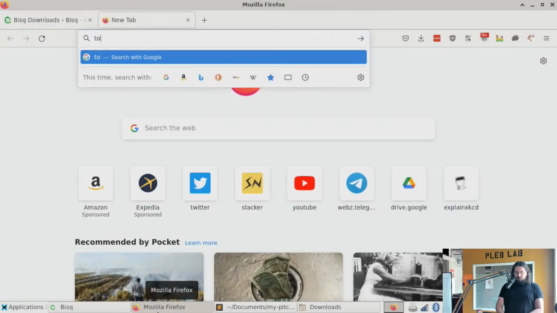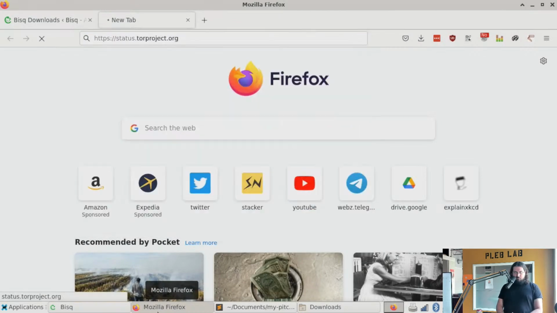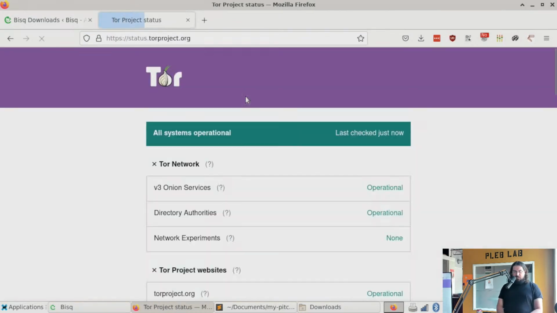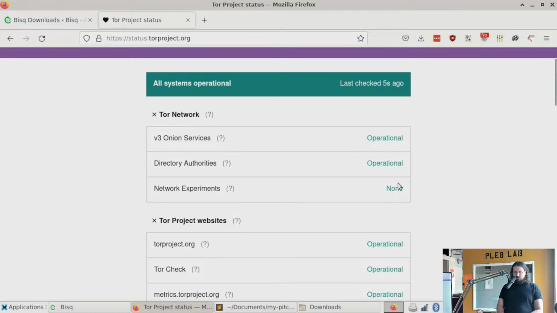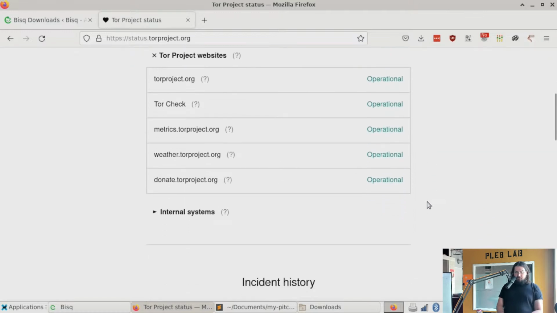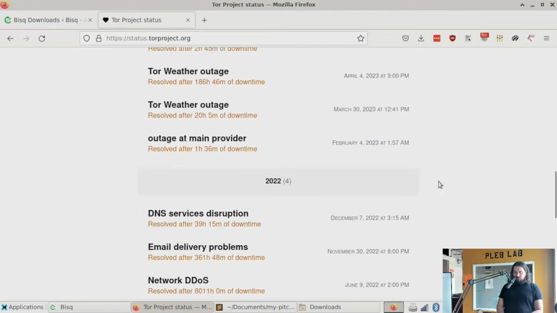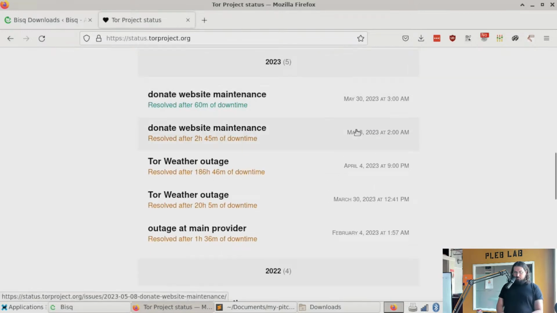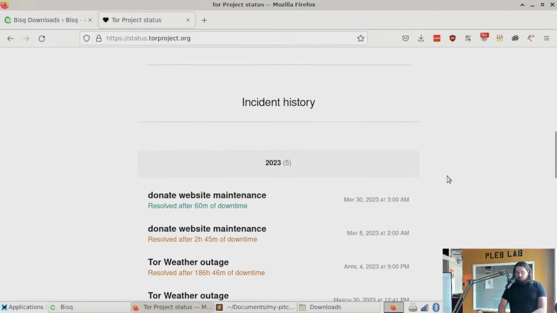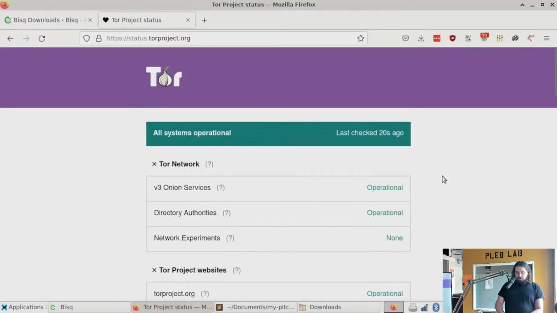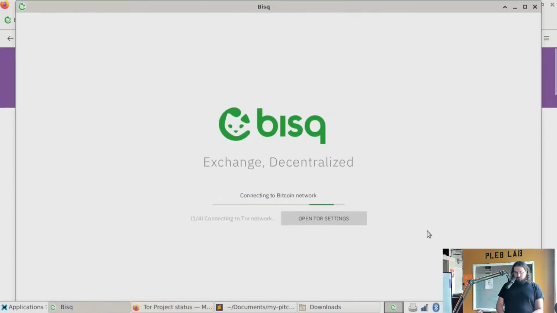Let me go check. Tor status. One nice thing about Tor is everything's public, so all systems operational. I don't know. It doesn't look like there's anything going on, any attacks on Tor going on right now. The last disruption was on May 8th, which is almost a month ago. So yeah, I think everything's going fine. Let's see if it got any further.